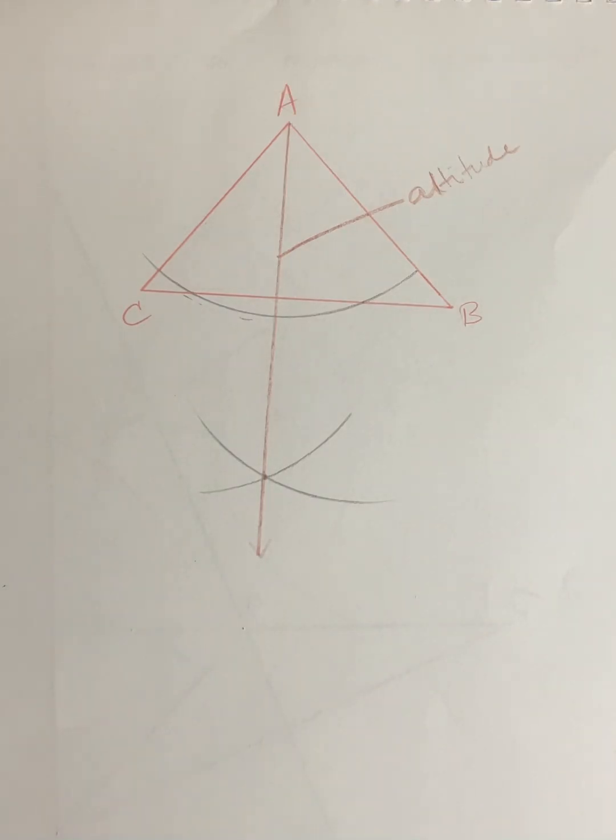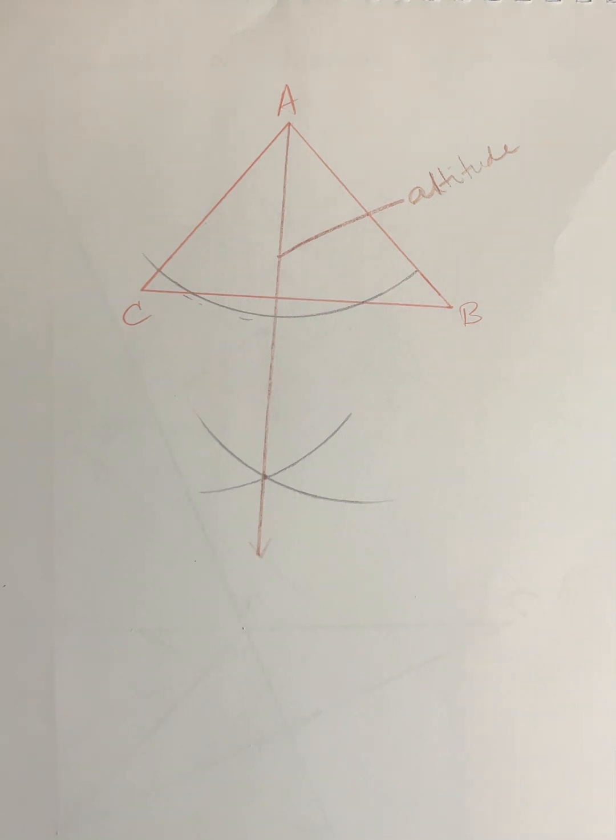In this tutorial, I'm going to demonstrate to you how to construct an orthocenter. And an orthocenter is literally the intersection of three altitudes of a triangle.